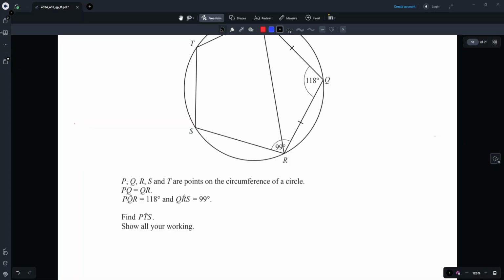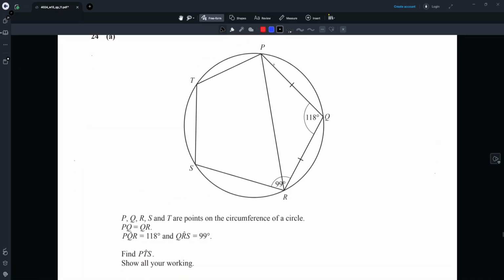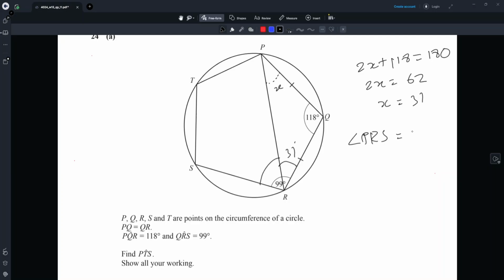so let's just see what we have here. PQ equals QR, which means this is an isosceles triangle. So each of these angles happens to be basically 2x. If I consider this one to be x and that one to be x, because it's an isosceles triangle, plus 180 degrees equals 180 degrees, 2x equals 62 degrees. So x equals 31. This is 31. So this therefore, which is my PRS, equals 99 minus 31, which happens to be 68.